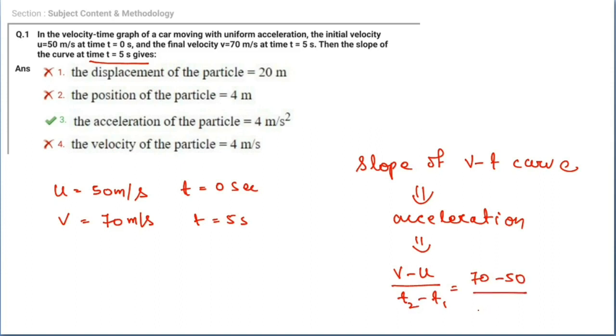So v is our 70 minus 50 and change in time is 5 minus 0, that is 5. So 70 minus 50, 20 by 5, that is 4. So our answer is acceleration a is equal to 4 meter per second square. Okay. So option 3, that is the acceleration of the particle is 4 meter per second square, is the correct answer.